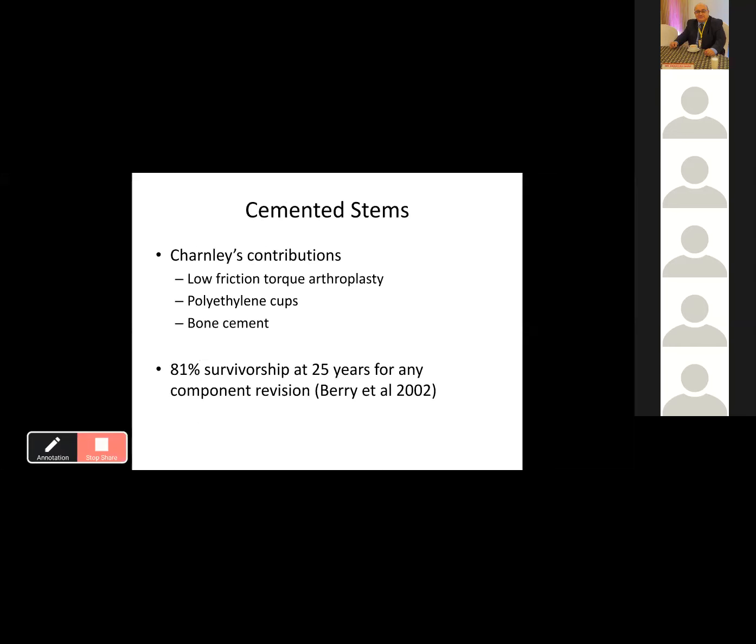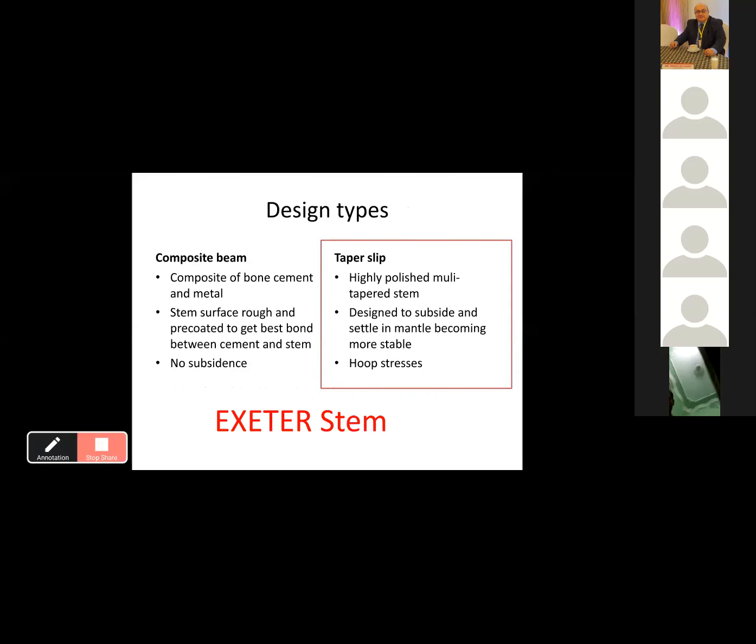So if we look at cemented stems, cemented stems are where John Charnley really came in and contributed. He gave us low friction torque arthroplasty. He used a 22.225 mil monoblock head, which he cemented in, and he brought us bone cement and polyethylene cups. This was the mainstay of joint replacement. And if you look at the survivorship, it lasts a very long time, 25 years, 81% survivorship. So I think that's a really good success.